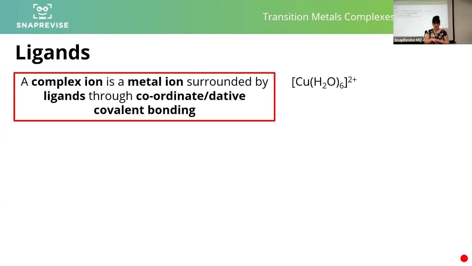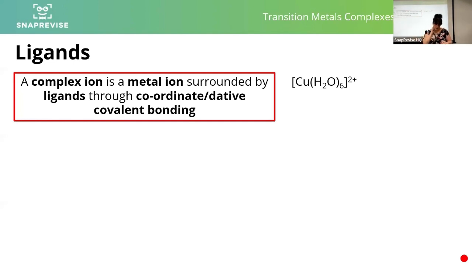So the definition of a complex ion is a metal ion surrounded by ligands that are attached or bonded through coordinate or dative covalent bonding. You can use either of those words. Your exam boards do prefer one over the other, so just have a quick flick to the bonding part of the specification and see whether your specification calls it coordinate or dative. They should accept both, but they do have preferences.